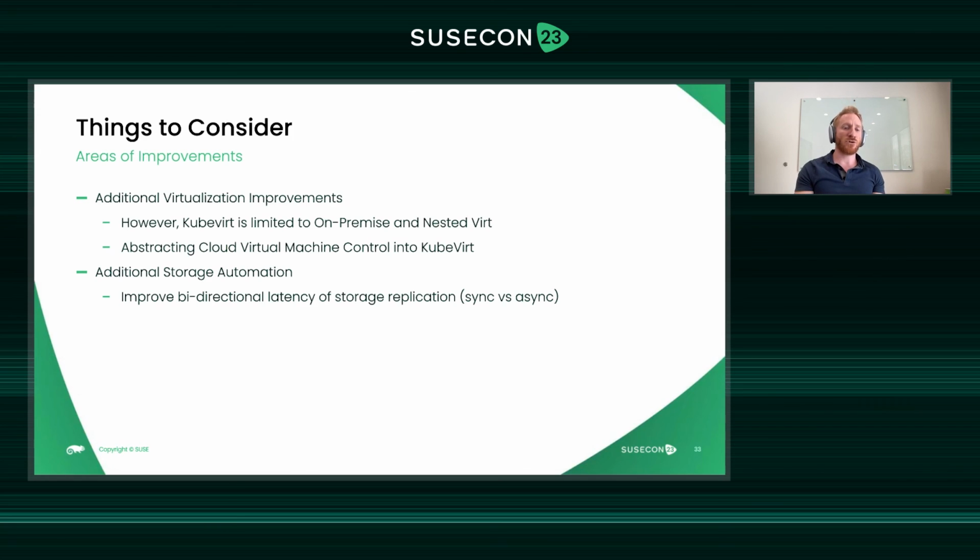Things to consider in the future and areas of improvement: the bidirectional latency and bidirectional performance of storage replication, so synchronous versus asynchronous. That would be something we could build upon, and we can look to Longhorn to hopefully support in some capacity in the future. And then, again, mentioning the KubeVirt piece, it will be really interesting to see cloud virtual machines get abstracted into KubeVirt. Maybe that'll happen. I'm hoping I'm just generating the right ideas and putting the right energy into the atmosphere so that this could actually become something we see in the future.